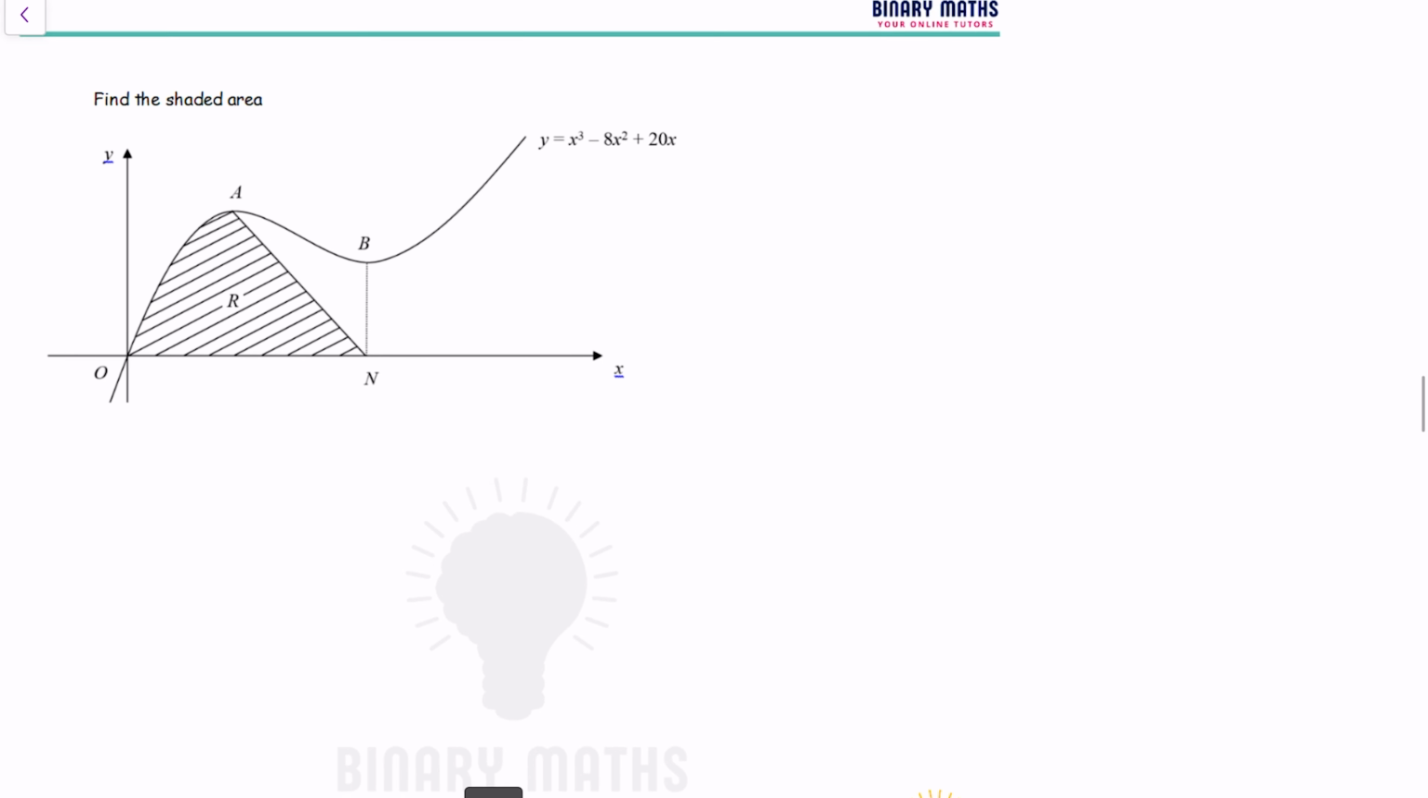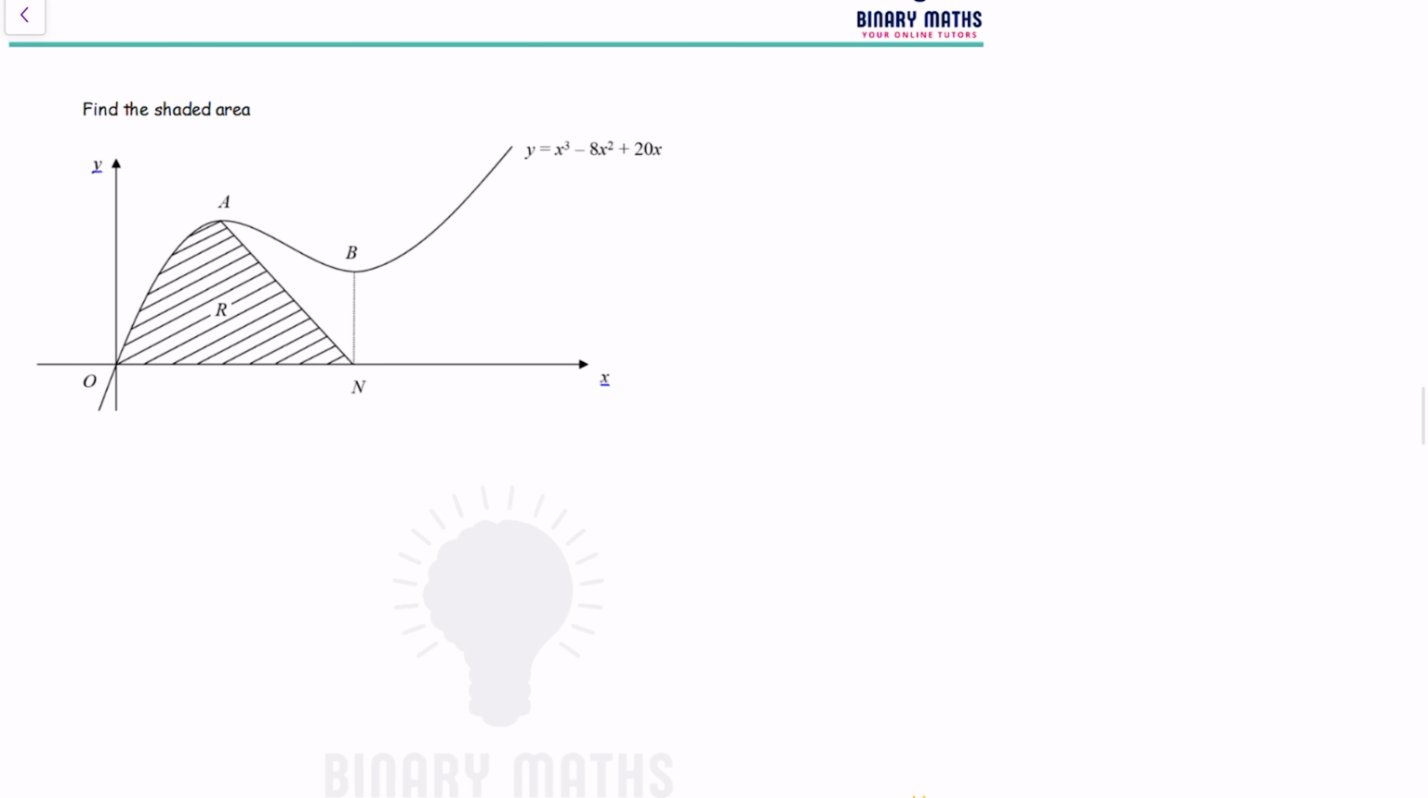Next question. Find the shaded area. So the first thing I need to do is find the point A and point B. And what I do know is they are turning points. So we know that dy dx is equal to 0 at A and B. So first thing I need to do is find dy dx.